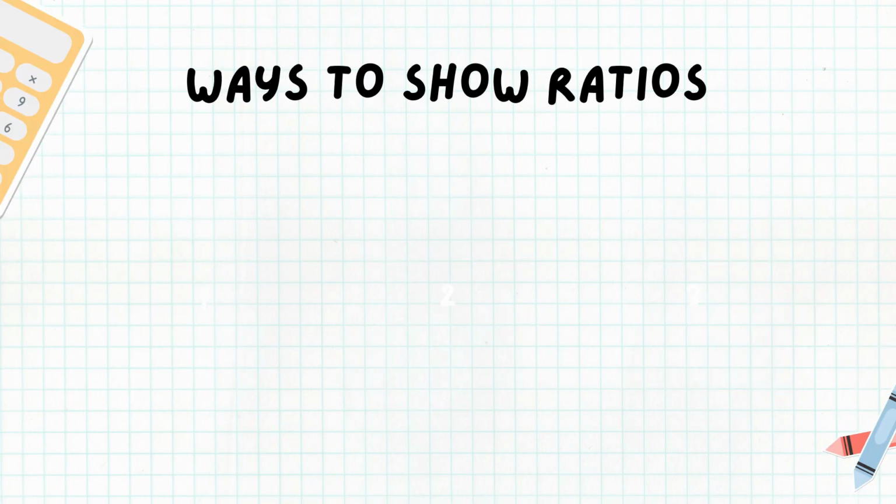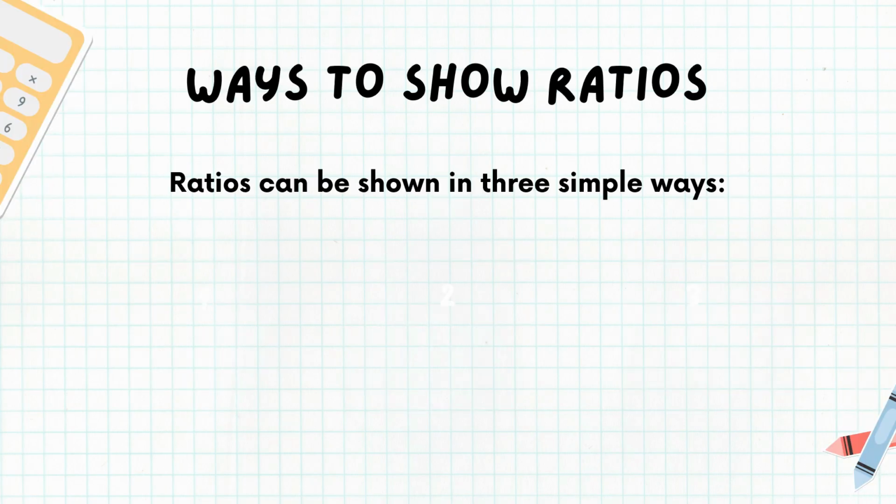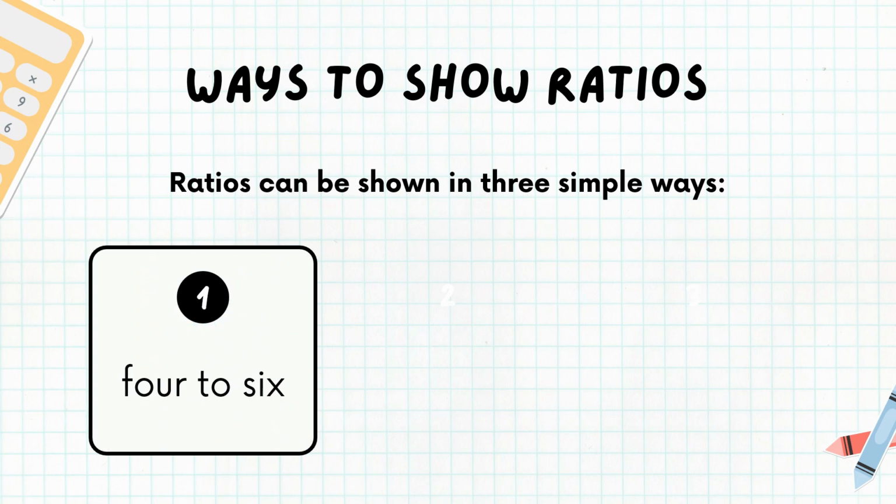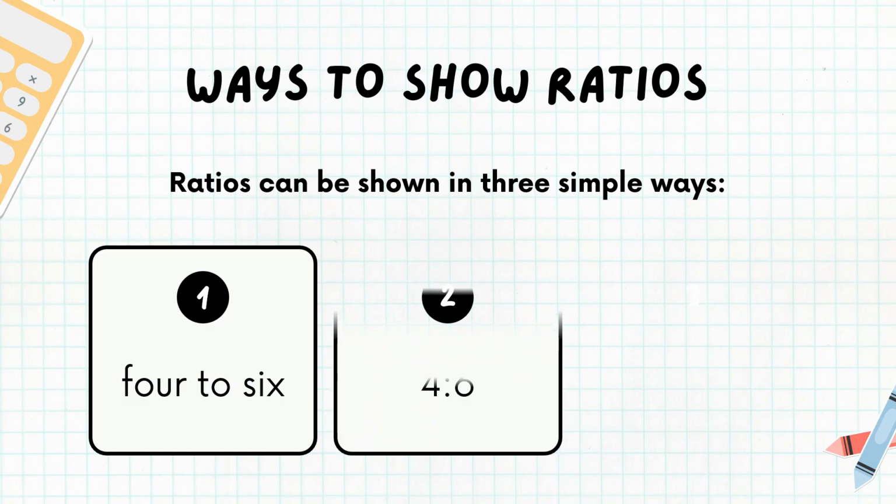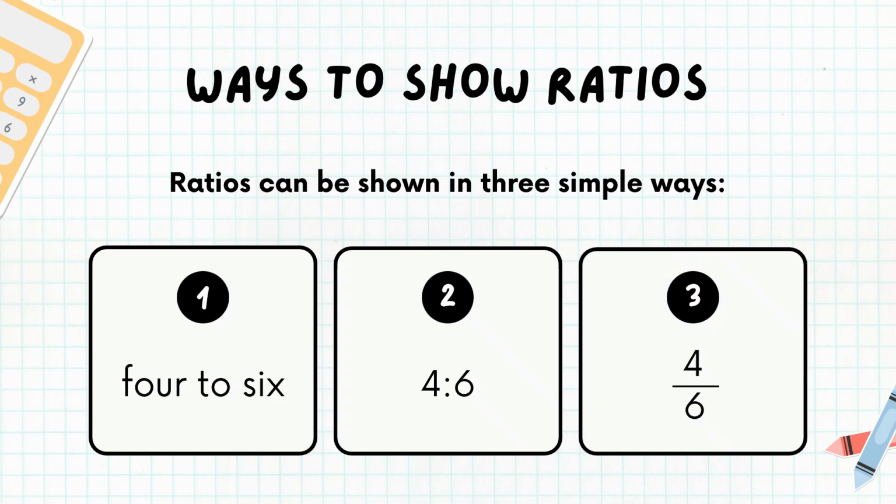Ways to show ratios. Ratios can be shown in 3 simple ways. The first one is in words. For example, 4 to 6. Second, using a colon. We can read this as 4 is to 6. And lastly, as a fraction. We can read this as 4 is to 6. All 3 forms represent the same relationship, just written in different ways.